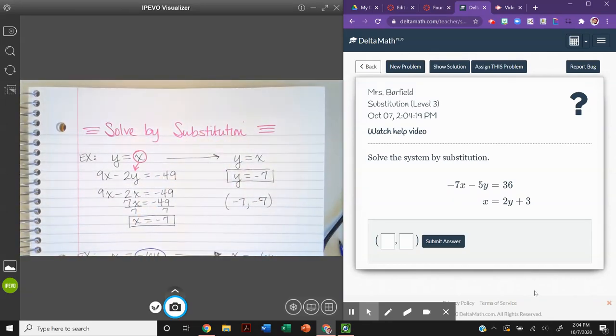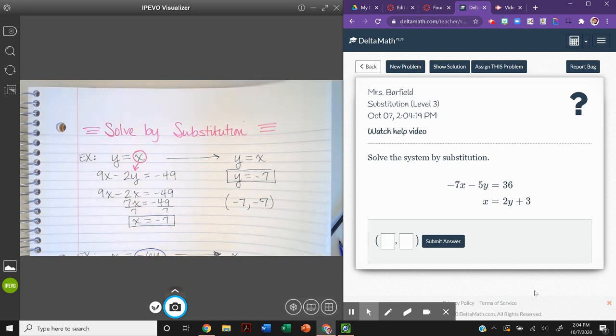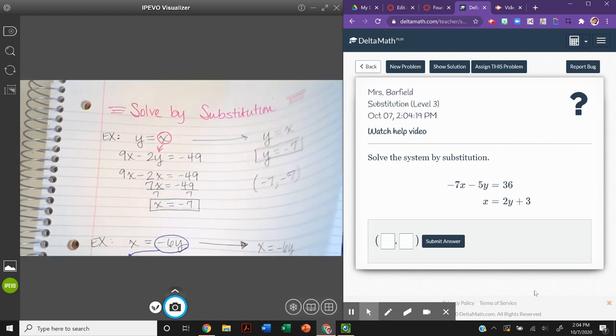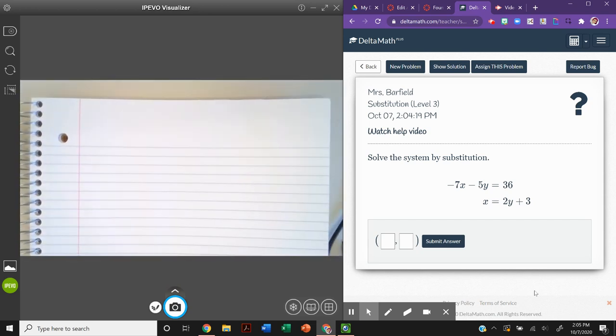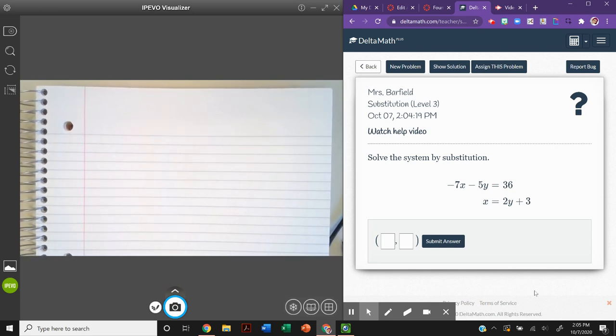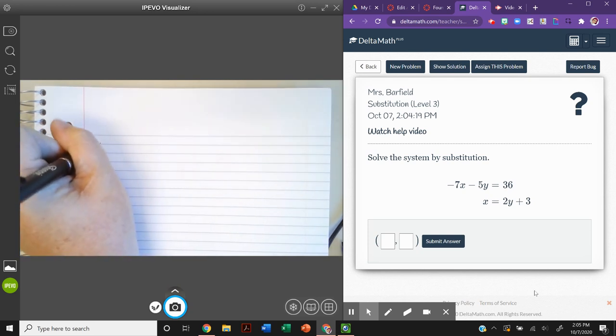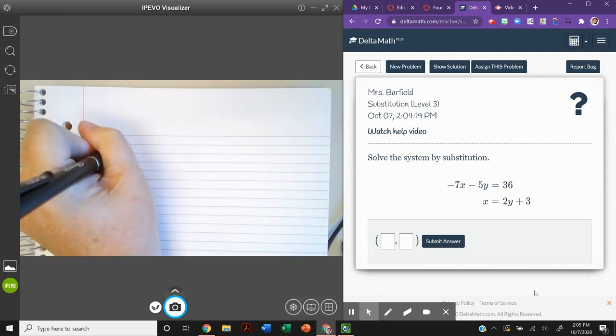We're going to look at another set of videos, and we're going to continue working on solving by substitution. So, we have a new example here. This is in this level 3 part of Delta Math, and really, all it is they're just trying to make the problems a little bit more complex, maybe a few more steps. But it should all be about the same, and you should feel pretty comfortable with the process by now.